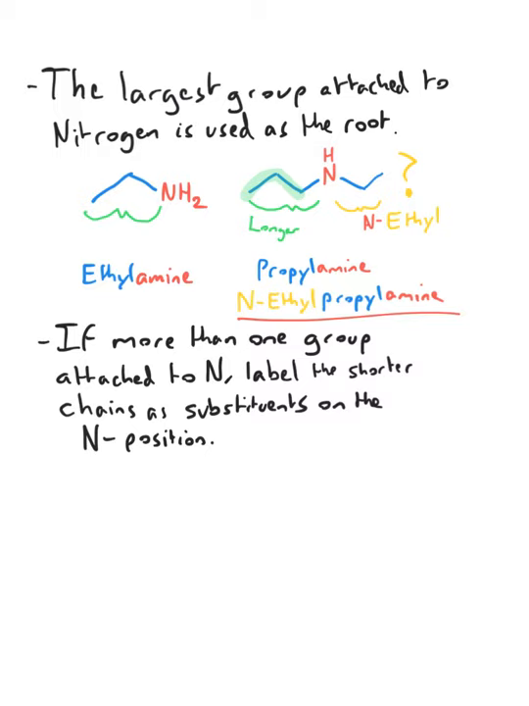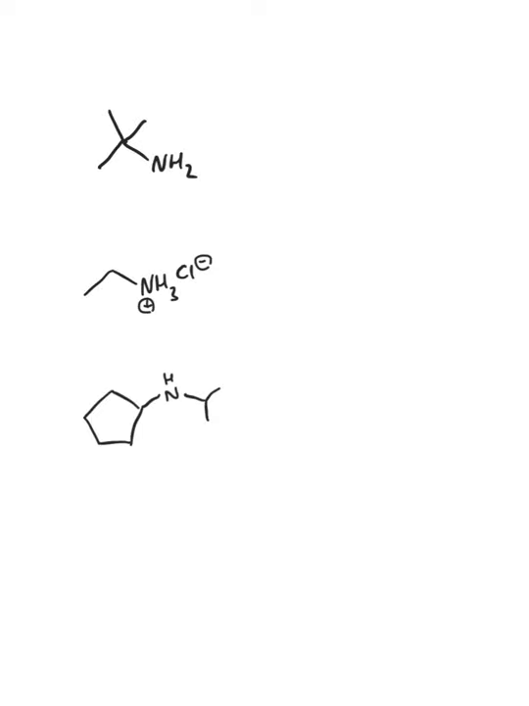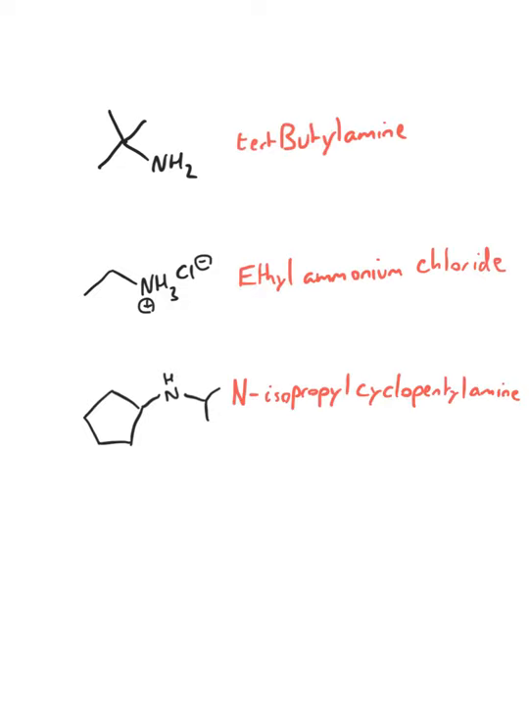Let's try to name this tertiary amine. Alright, you may pause now. And yes, it's N,N-diethylbutylamine. Let's practice. Name the following structures. You may pause now. And here are the answers.